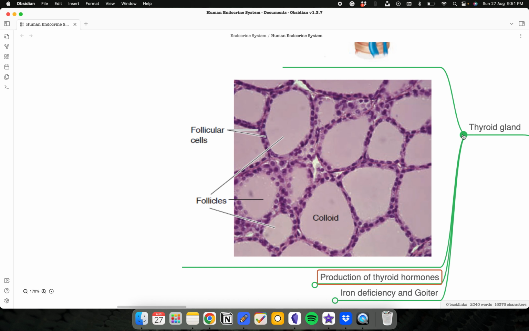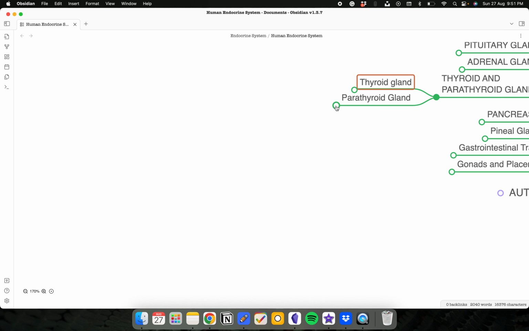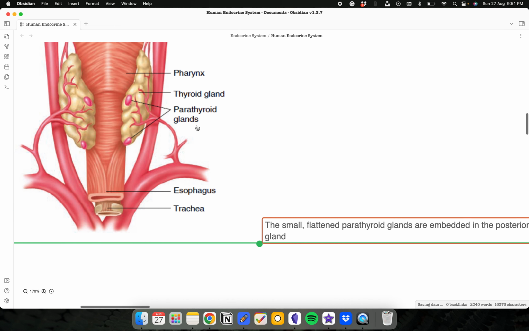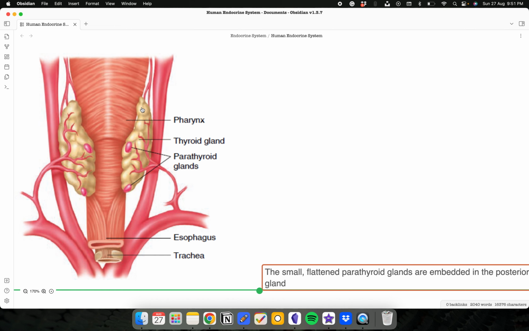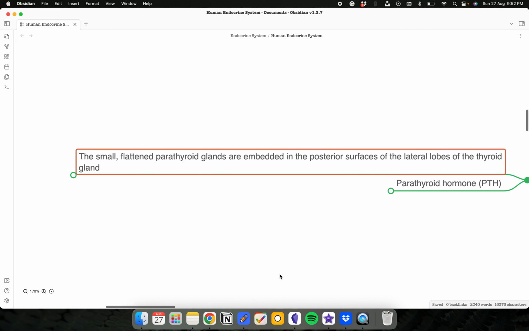another gland which we sometimes call the sister gland of the thyroid, and that is known as the parathyroid. Why are they called sister glands? Because of their position. These are the thyroid glands, this yellow color gland, and this pink color small ball kind of structure, these are the parathyroid glands. You can see they are present in very close proximity, so that's why they are often called sister glands.